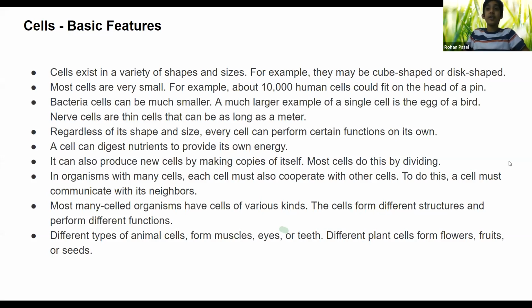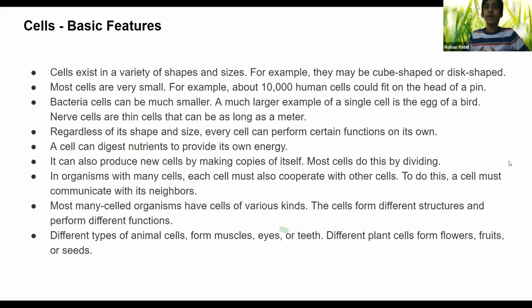A much larger example of a single cell is the egg of the bird. Nerve cells are thin cells that can be as long as a meter. We'll talk more about different types of cells. Regardless of its shape and sizes, every cell can perform certain functions on its own. It can digest nutrients to provide its own energy. It can also produce new cells by making copies of itself. Most cells do this by dividing.